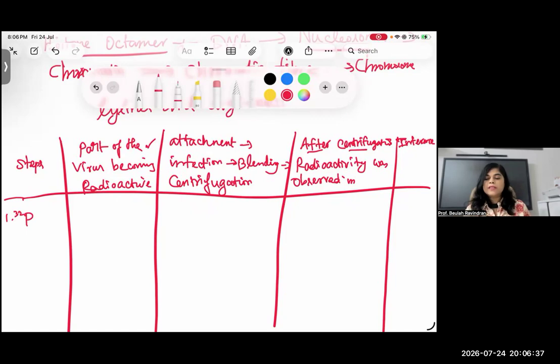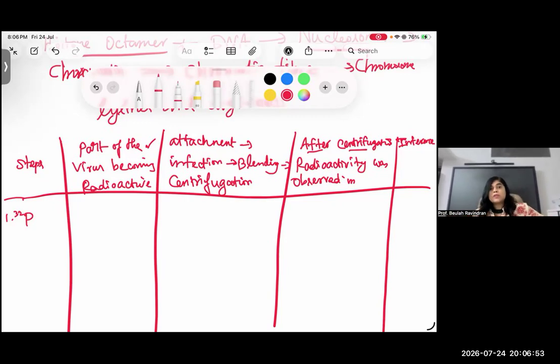Then how it is attached, infecting, blending, centrifugation. Centrifugation separates the virus coats from the bacteria. Like a mixer grinder, it moves like that, right? Like a food processor, it will be done, and then the separation between the virus and the bacteria happens.